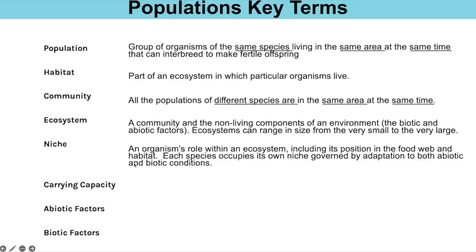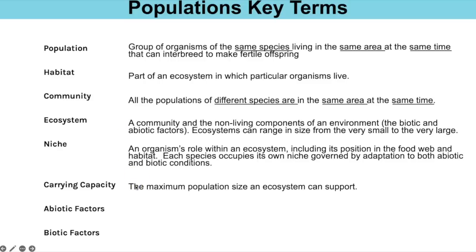Niche is often a 2-mark definition as well. So it's an organism's role within an ecosystem, including its position in the food web, but also its habitat. And it's normally split as it's an organism's role within an ecosystem, and then the second mark is also the habitat. And each species occupies its own niche, and no two species can occupy the same. And if they do try, then that's when you get competition, and one species will eventually be outcompeted.